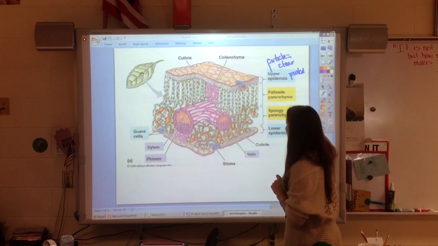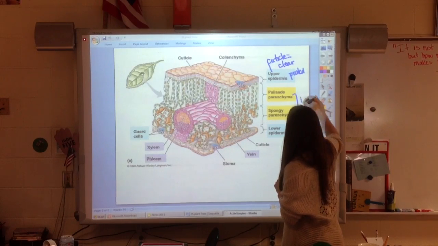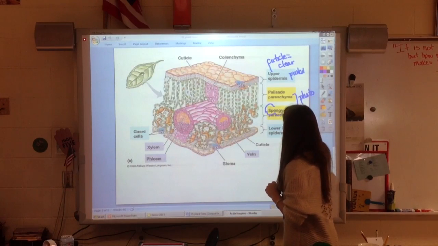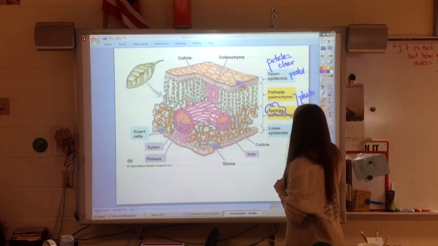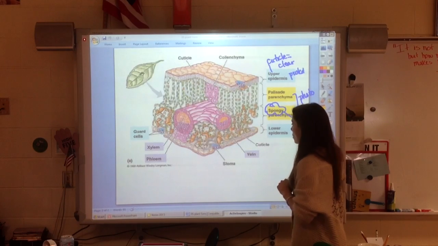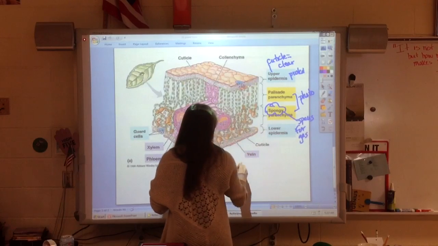Then we have the palisade and the spongy parenchyma. This is where photosynthesis is going to happen. The idea of spongy is actually that there are spaces for gas to be stored. We do have our stoma and stomata.